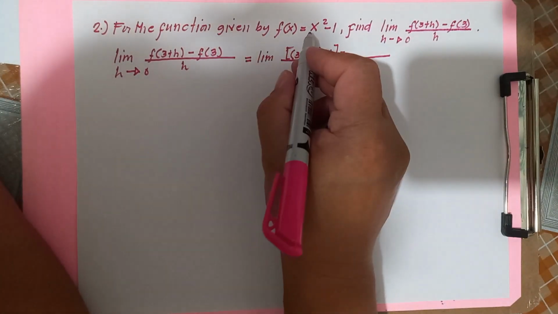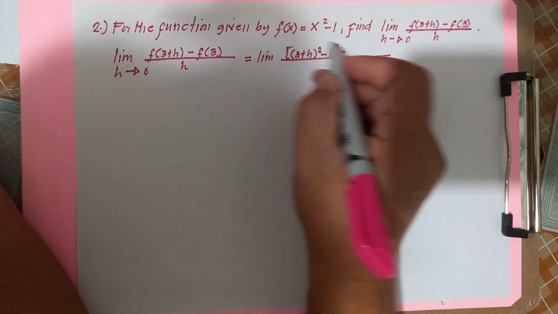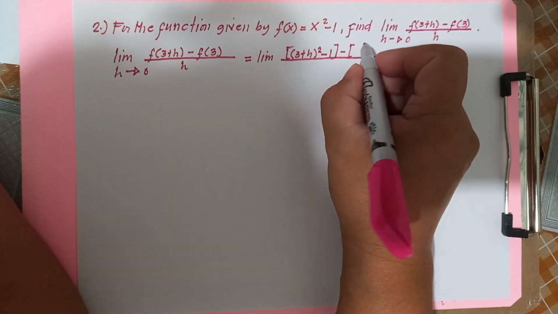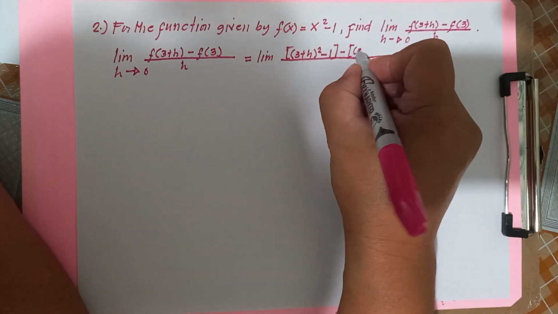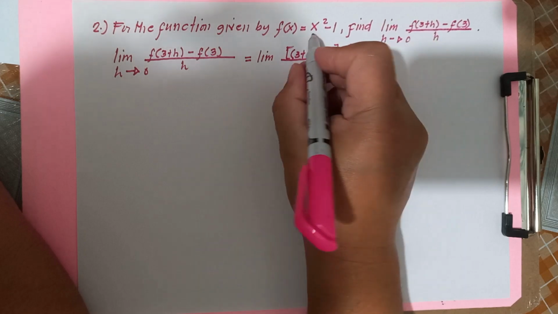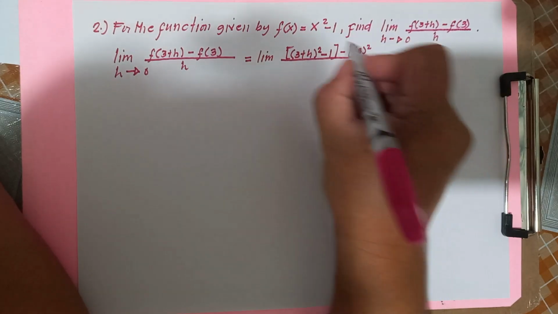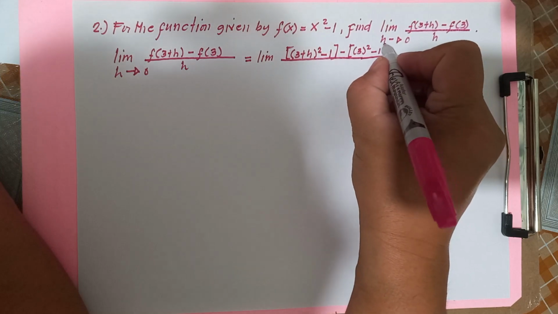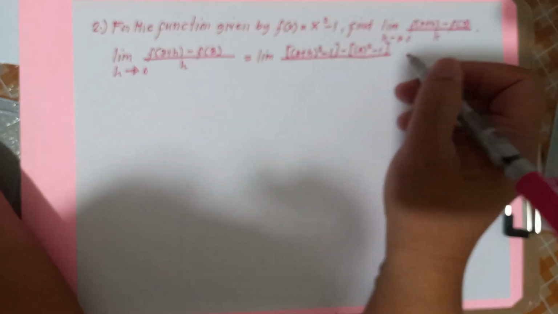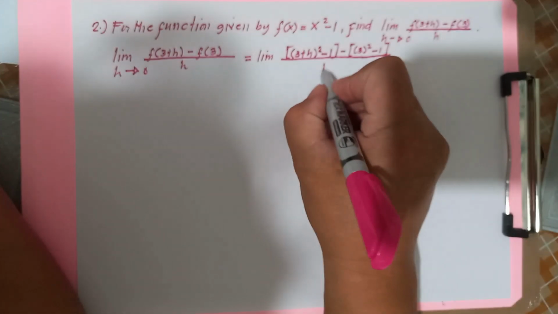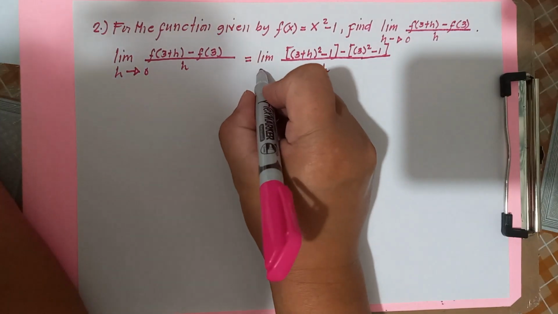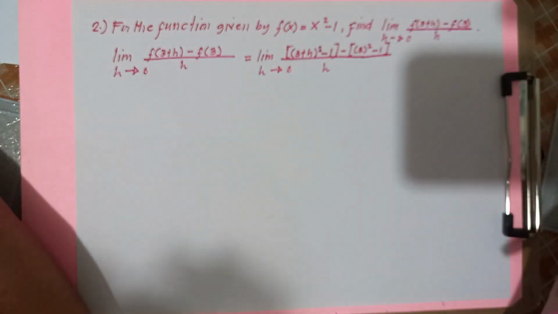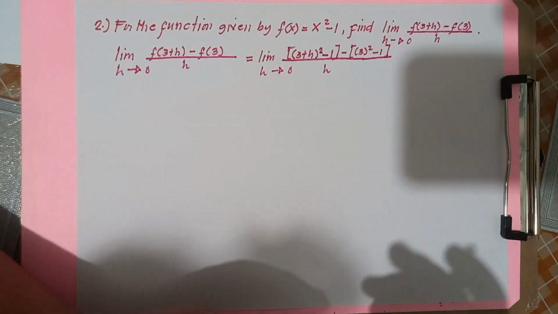Meaning the value of our x in here is 3. So that is the same as when we try to do that one, that is 3 raised to 2, minus 1. Okay? So that is how to do the problem. Of course, that is over h, as your h is approaching 0.